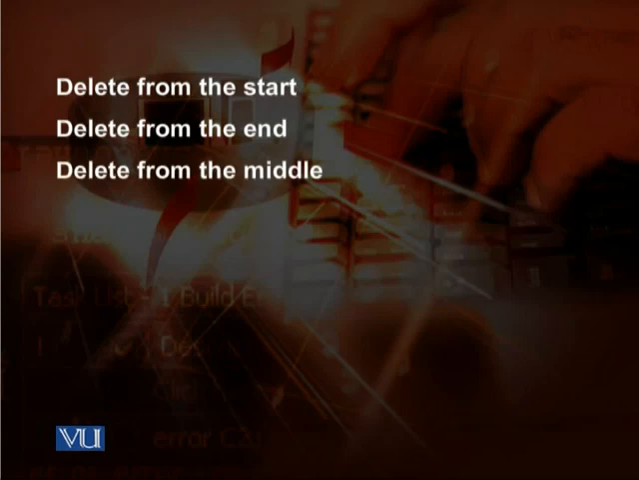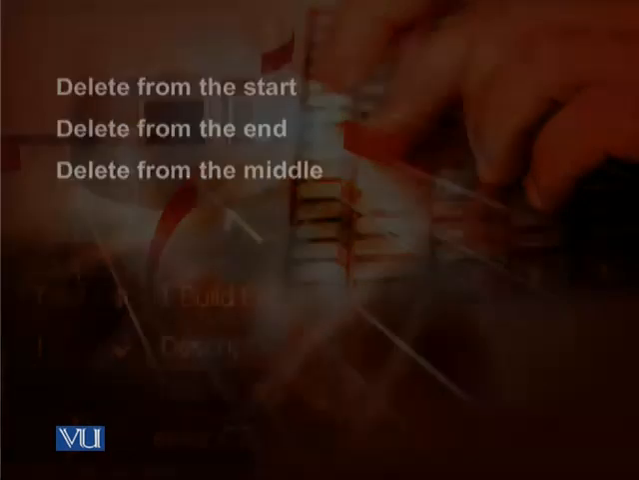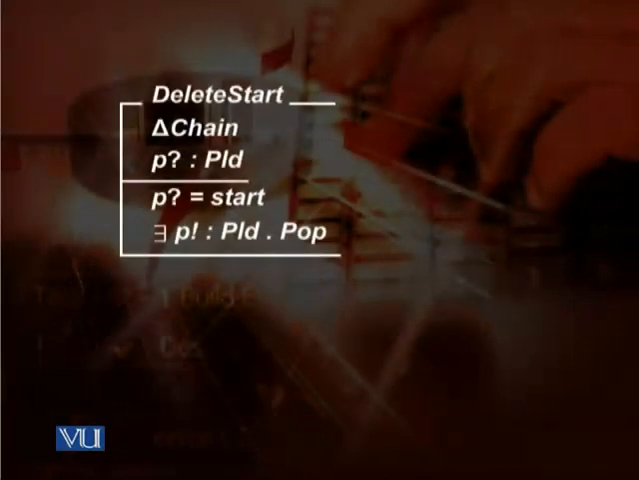We needed this because we had the delete operation in our operating system scheduler, and that requires that we should be able to delete any element from the system. So here are the three possible scenarios. That is, we can delete from the start, we can delete from the end, or we can delete from the middle. The delete start updates chain. It takes a PID, and this PID is equal to start.